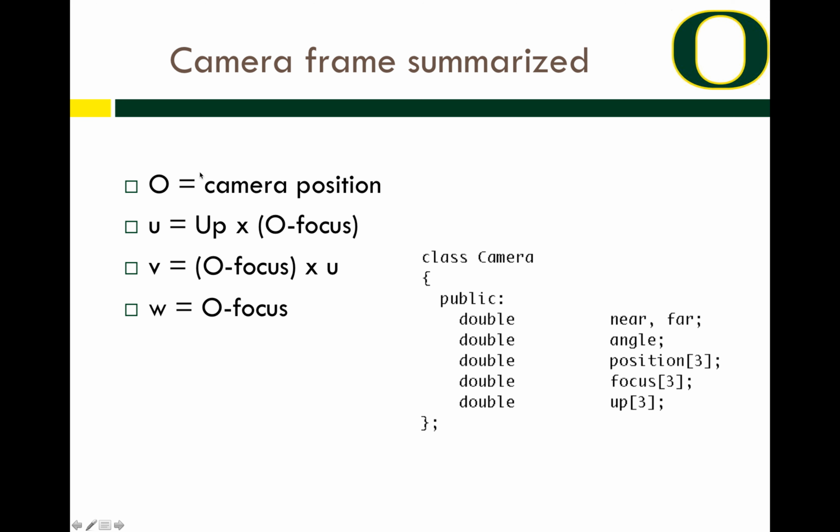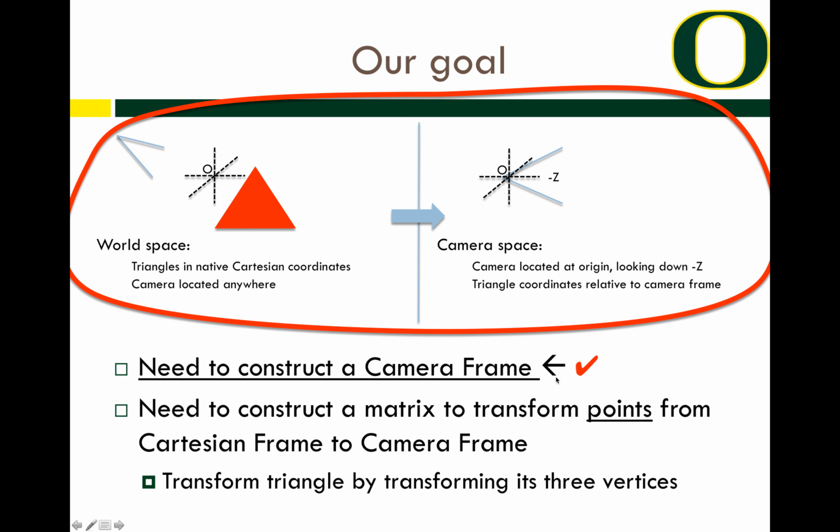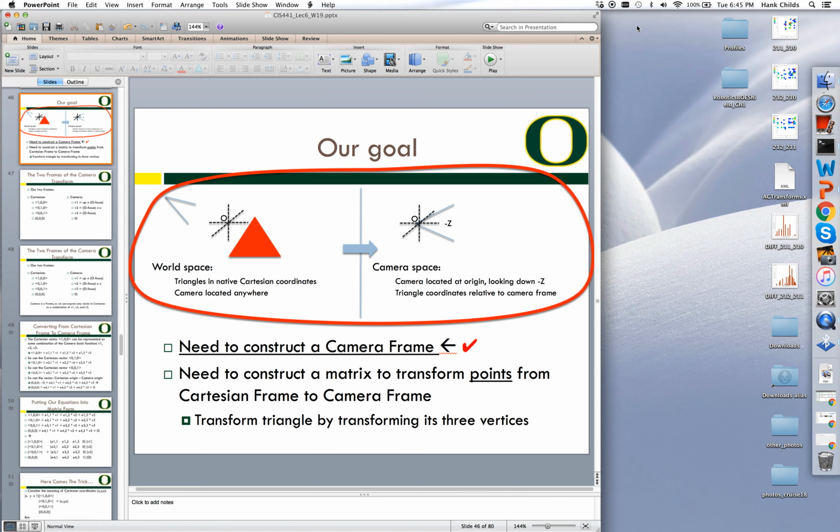So this is the camera frame, and hopefully it's clear how to derive these from the data members. Focus, the O is the position, right? Origin is the camera position. And so hopefully it's clear how to derive these from the data members in the camera class. And so now we have our camera frame, and that's going to allow us to go to the next step, which is to calculate the camera transform, which is a matrix that transforms points from the Cartesian frame to the camera frame. So that will be the subject of the next video.